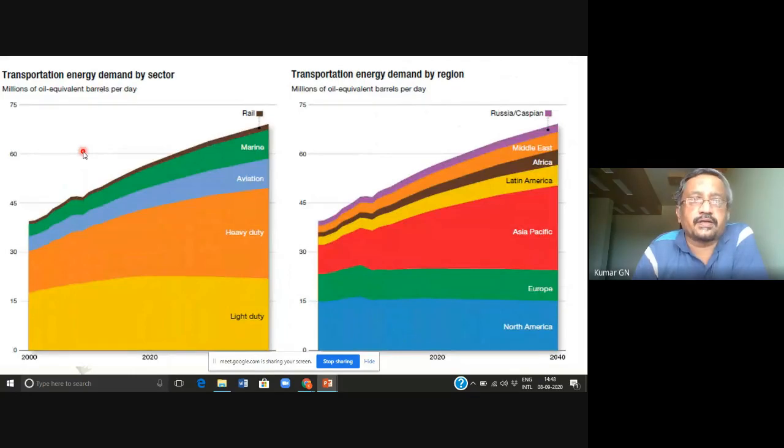So with respect to the transportation energy demand by sector, including road transportation, heavy duty transportation, aviation, marine and rail, within 20 years the energy consumption will increase. The same pattern you can observe for other sectors also, like industry, residential, or commercial purpose. It is increasing day by day, or year to year. And this is depending upon the region. So how the energy consumption will increase from 2020 to 2040, you can have a look.